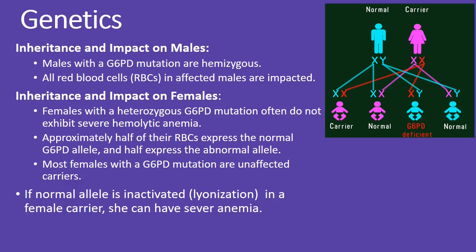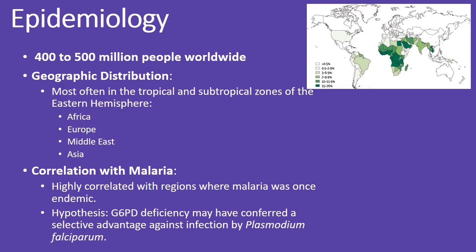Inheritance and impact on females. Females with a heterozygous G6PD mutation typically do not show severe hemolytic anemia. Why? Because approximately half of their RBCs express the normal G6PD allele, while the other half express the abnormal allele. Most females with a G6PD mutation are simply carriers and do not exhibit symptoms. However, there's a twist. If the normal allele is inactivated in a process called lyonization, a female carrier can experience severe anemia. Epidemiology. G6PD deficiency affects 400 to 500 million people worldwide.